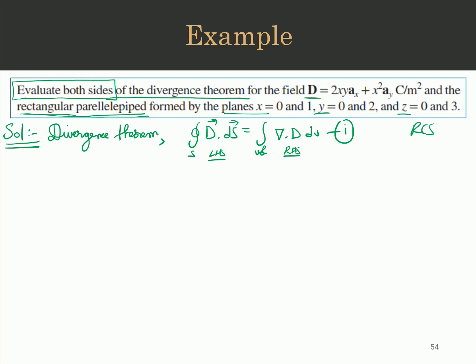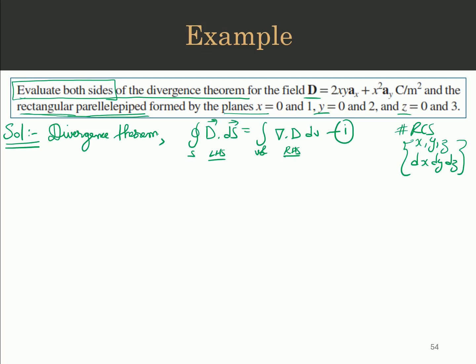Where we know the coordinates are x, y and z, and the differential elements are dx, dy and dz. If it's spherical or cylindrical, then our equations will change accordingly. For cylindrical it will be rho, phi, z, and for spherical it will be r, theta and phi. So let us stick to the rectangular coordinate system as given in the question.